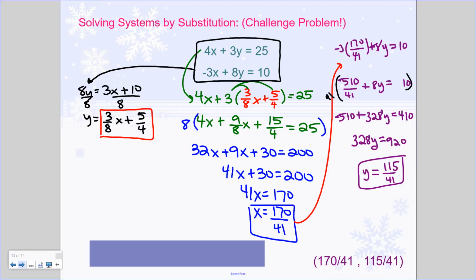Okay, if you have worked this one out, you should be getting 170/41, 115/41 as your x and y values that represent the point where your lines intersect. This one just had a little more work because when you isolated either of the variables, you got equations that had some not-so-fun fractions to deal with. It doesn't mean this was not possible to solve. It just meant we probably had a little more work to do than some of the other ones we've seen today. But that is solving systems by substitution, and we'll conclude our lesson.